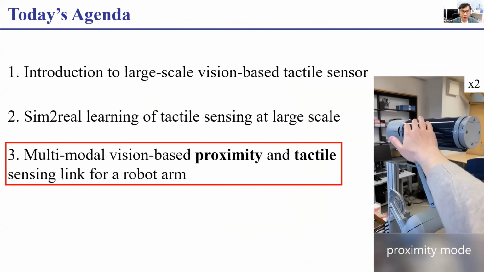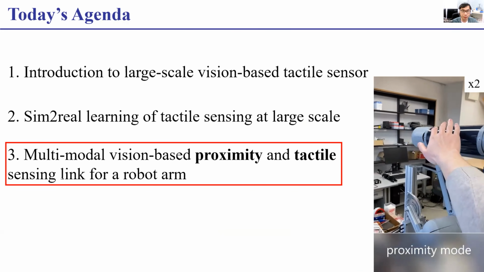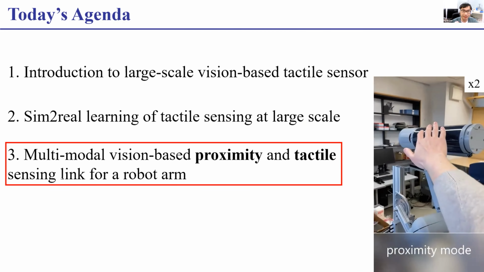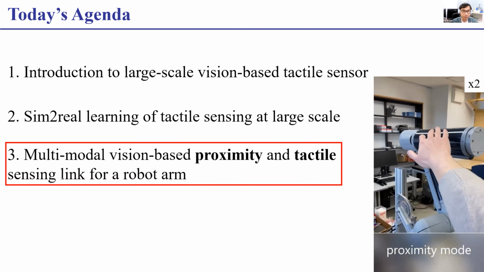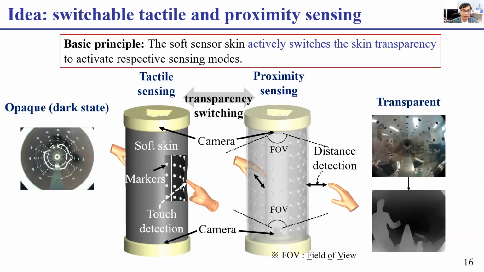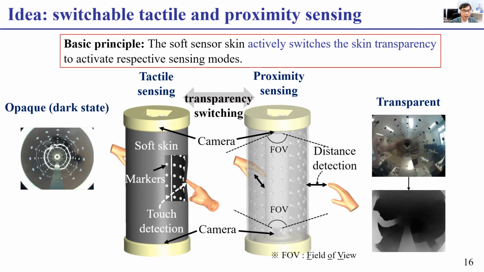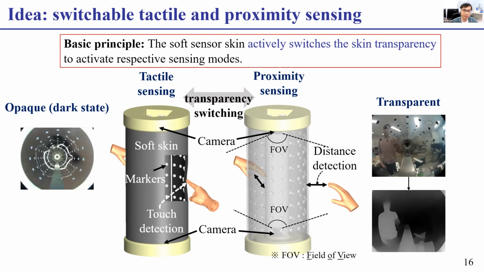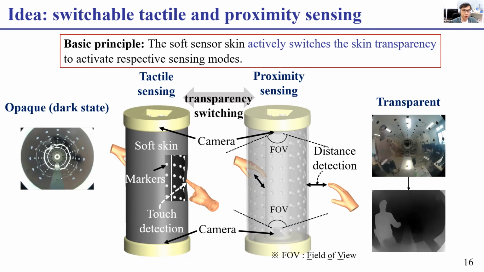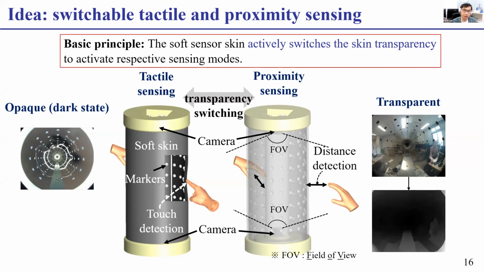Now I would like to briefly introduce to you our recent development of a two-mode vision-based proximity and tactile sensing link for a robot arm. The main idea is to integrate an additional proximity modality into the current tactile device without any further hardware edit. To realize this, we need to address the question: can the surface sensor skin actively switch the skin transparency from the dark state to the transparent state so that the two cameras inside the link could see through the skin for estimating the distances of objects that are close to the skin surface?